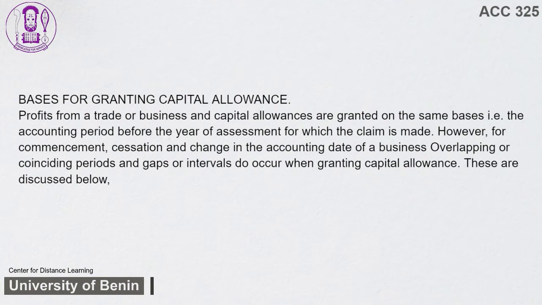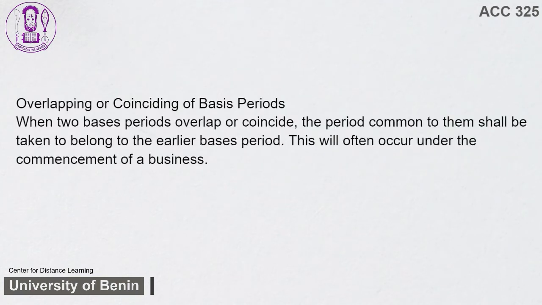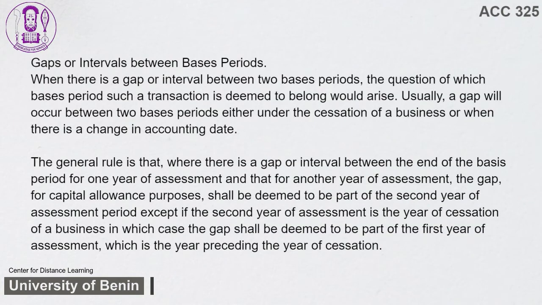These are discussed below. Overlapping or coinciding of basis periods. When two basis periods overlap or coincide, the period common to them shall be taken to belong to the earlier basis period. This will often occur under the commencement of a business. Gaps or intervals between basis periods. When there is a gap or interval between two basis periods, the question of which basis period such a transaction is deemed to belong would arise. Usually, a gap will occur between two basis periods either under the cessation of a business or when there is a change in accounting date.